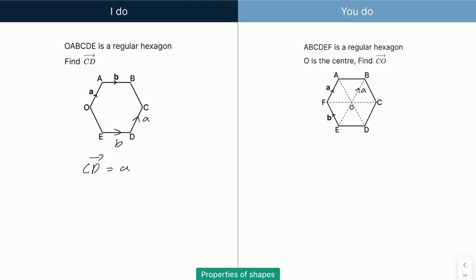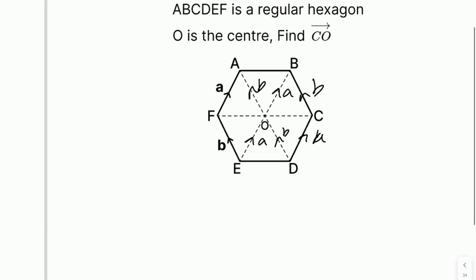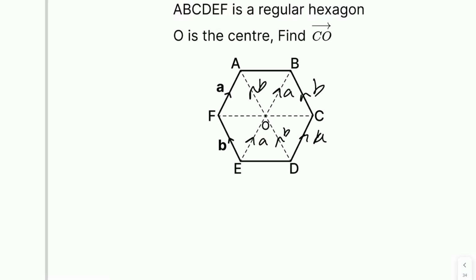So that is A, and that is A, okay? All of these are parallel to each other and they're the same size. Now, we'll do the same with B. That's B, and that's B. In fact, I'll zoom in. Okay, so now the question is asking, how do I go from C to O?